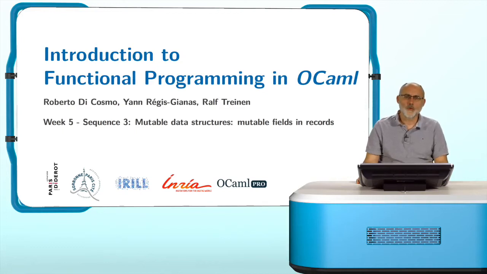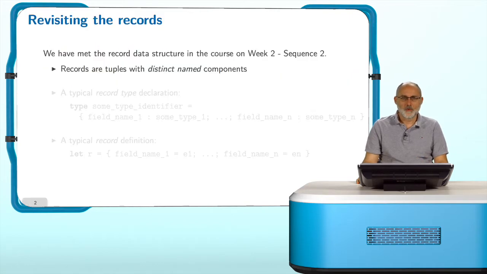In this sequence, we will meet another kind of mutable data structures, records with mutable fields. Well, let's remind the records. That's a data structure we have seen again in week 2. And records are tuples with distinct named components.